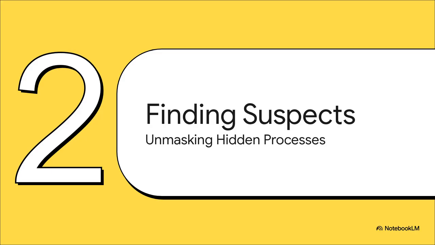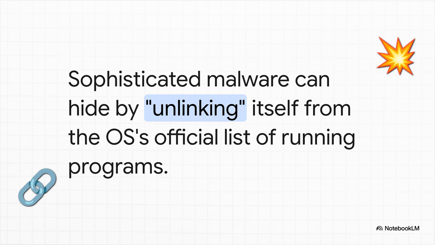All right, so we've got our snapshot. We've frozen the crime scene in time. Now the real hunt begins. We've got to sift through all this data to find a suspect who is doing everything they can to hide from us. You know, modern malware is seriously clever. One of its favorite tricks is to hide from the operating system itself. It basically messes with the system's internal bookkeeping to unlink itself from the official list of running programs. So it's still active, it's still doing damage, but as far as the OS is concerned, it doesn't even exist.